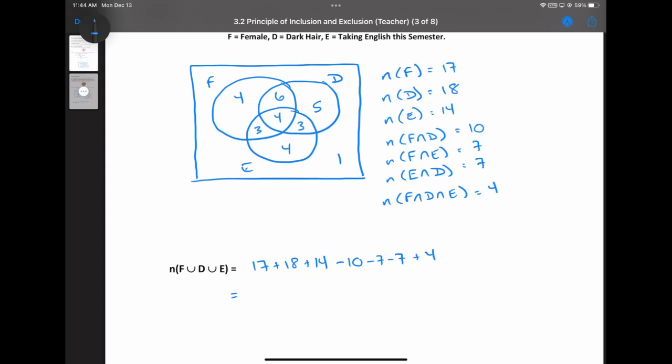17 plus 18 is 35, plus 14 is 49, minus 10 is 39, minus 7 is 32, minus 7 is 25, plus 4 is 29. And that is exactly the number of people that we thought should be in the union of those 3 things.